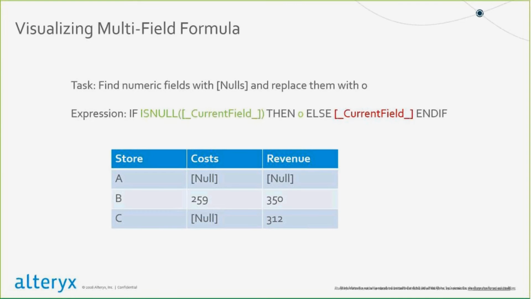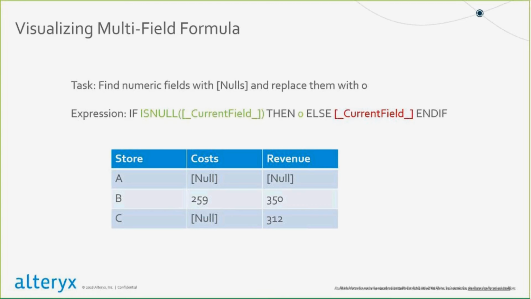Now, the multi-field formula, we're going to go over a little visualization before I show you a screenshot of that. This one allows you to work with multiple fields at a time, like the header says. So in the example that you see here on the screen, we have two columns. We have the cost and the revenue. And what we want to do is replace all nulls in that column with 0 so that we can do some calculations on that without the nulls causing any problems, for example.